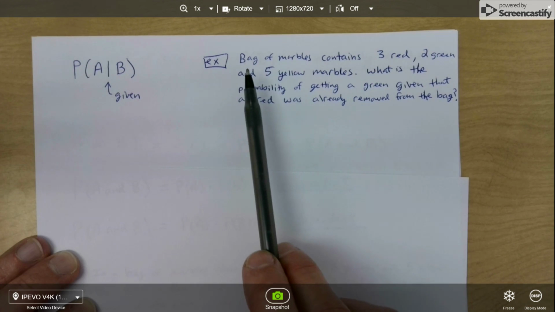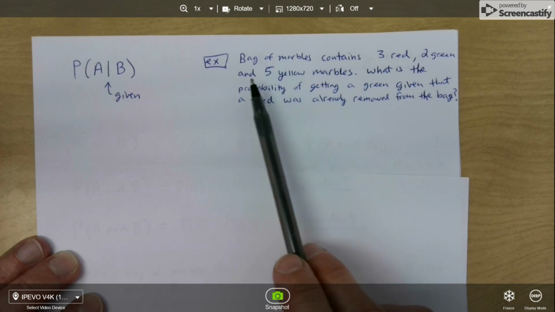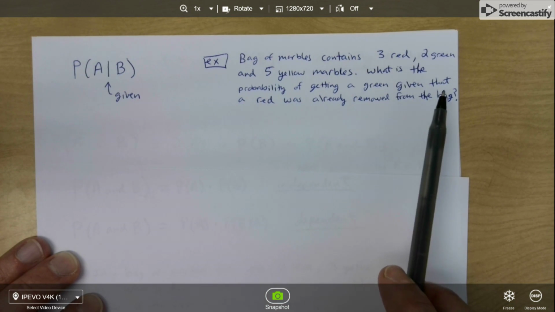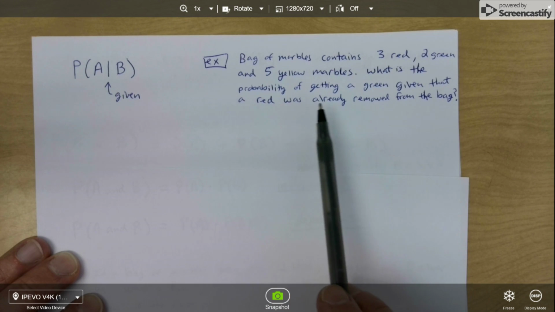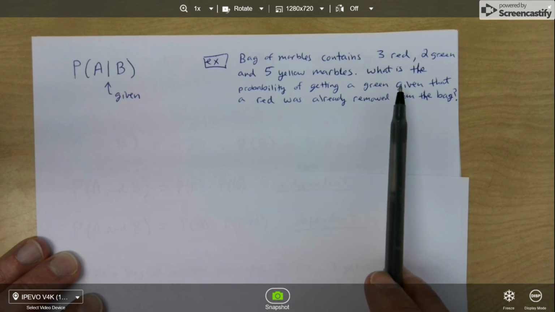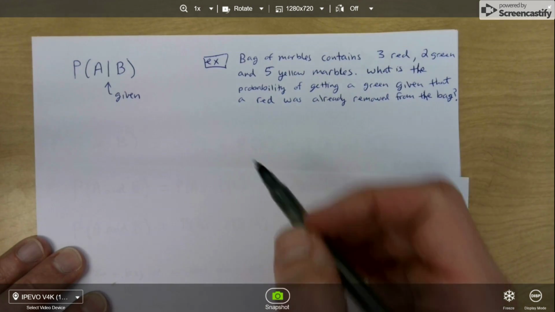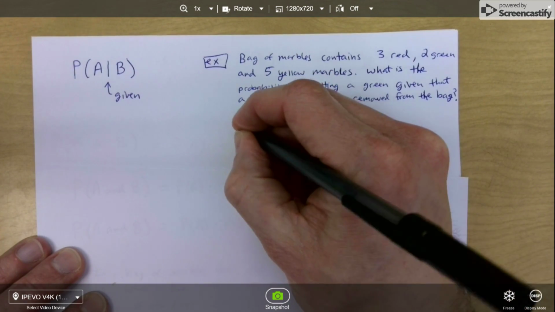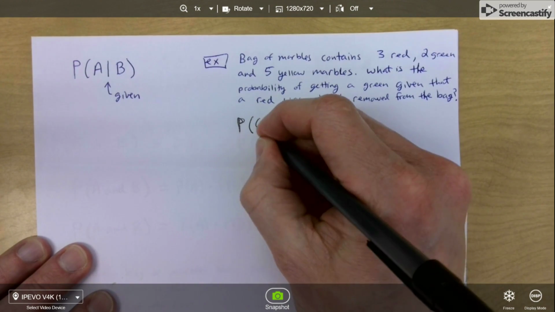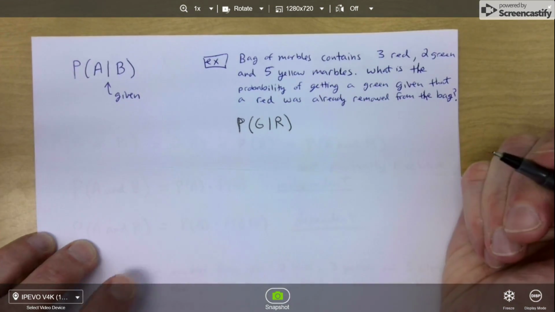Let's look at this example. Let's say we have a bag of marbles. It contains 3 red, 2 green, and 5 yellow marbles. What is the probability of getting a green given that a red was already removed from the bag? Now in this scenario, the key word here is given. And when you see that given, you're thinking of this symbol here. So let's write this down. It's the probability of getting a green given that a red was already removed from the bag.